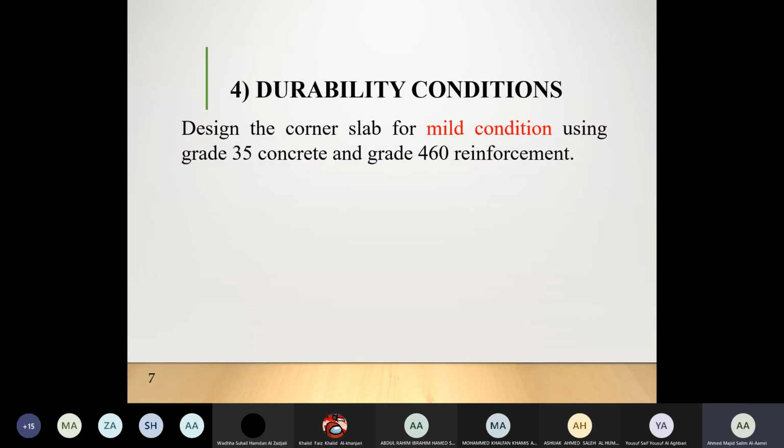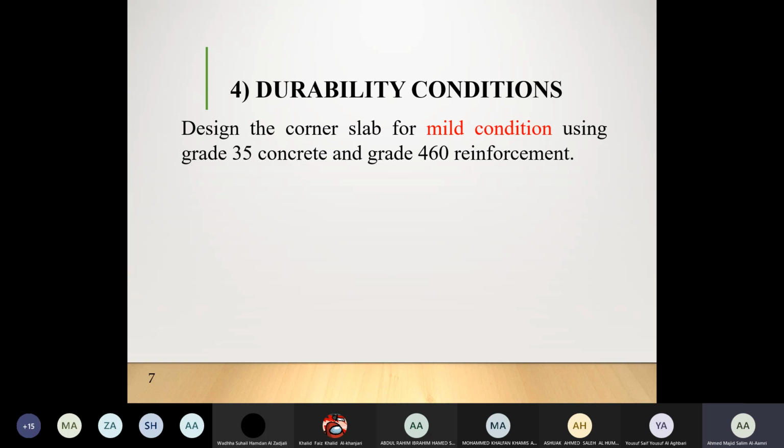So it says for you, design the corner slab for mild condition using grade 35 and grade 460 reinforcement. Okay. So once again, they have highlighted that it's only mild condition. There is no fire requirement. It means that I don't need to check for the cover of fire and I don't need to check for minimum dimension. Why? Because we said minimum dimension is not related to water, it's only related to fire, if you remember.